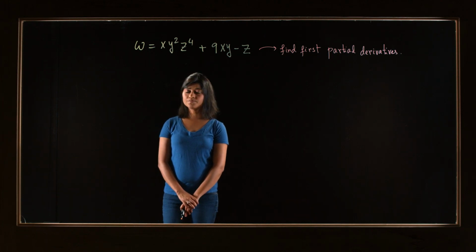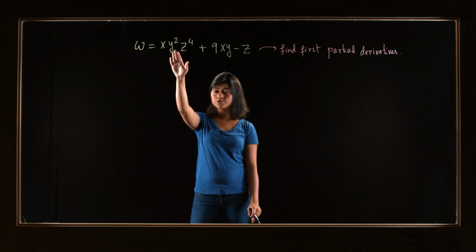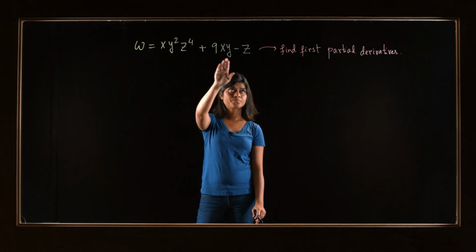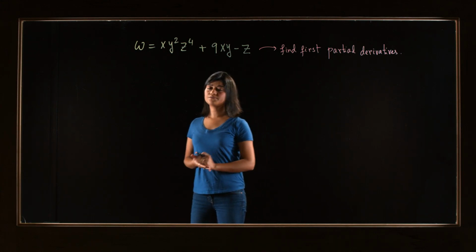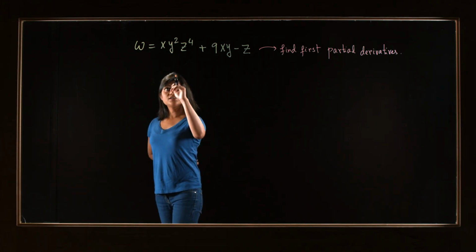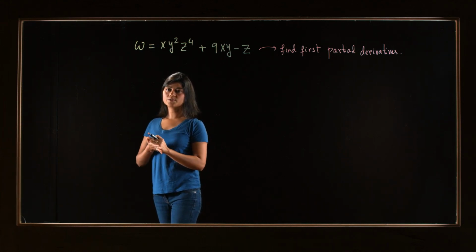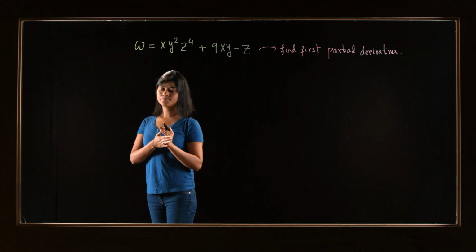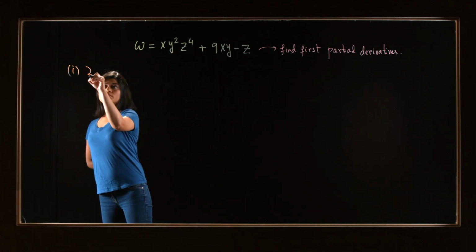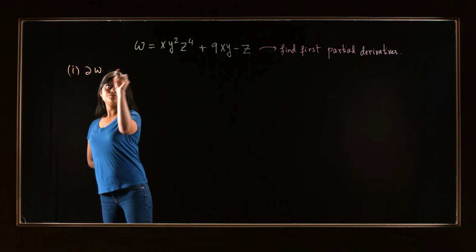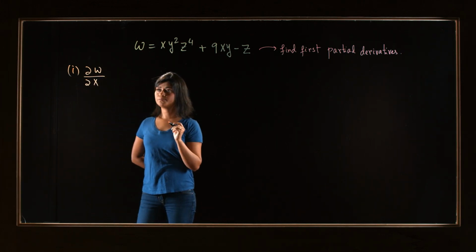In this problem, we have a function in three variables, x, y, and z. And we have to find the first partial derivatives of this function. Now, since there are three variables, we will have to compute the partial derivatives with respect to x, y, and z. Okay, so let's start with the partial derivative of w with respect to x first.